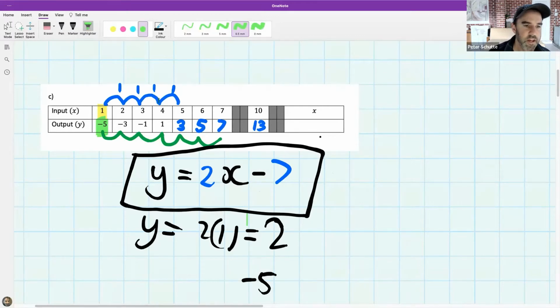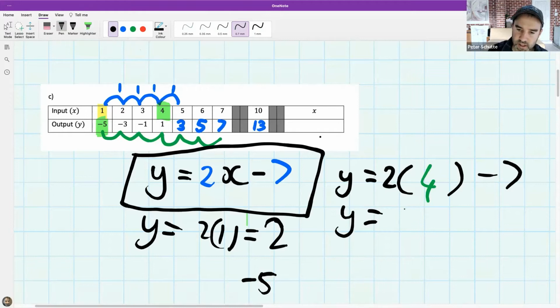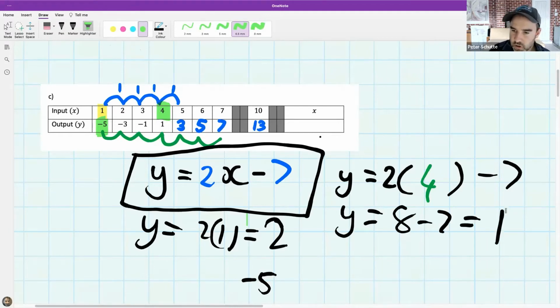So let's say that I use an input of 4. If I put the input of 4 into my rule, what will that look like? Well, I'll have to put a 4 over here. So remember, X was my input. And so in this case, we get y equals 8 minus 7, which is 1. Now, the good news, guys, is that 1 was the output in the table and 1 is the output from my formula.